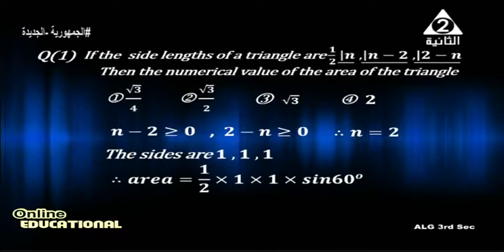Therefore, the area of the triangle is 1 over 2 times 1 times 1 times sine 60, which equals root 3 over 4. Don't forget, my dear student, the area of a triangle in this case is half side times side times the sine of the included angle. This triangle is called equilateral because its three sides are equal, so each angle measures 60 degrees. Therefore, the area equals root 3 over 4. The correct answer is root 3 over 4.